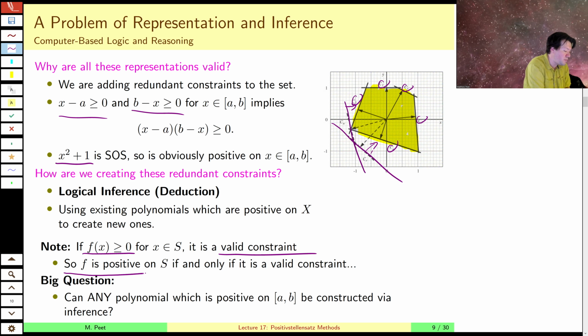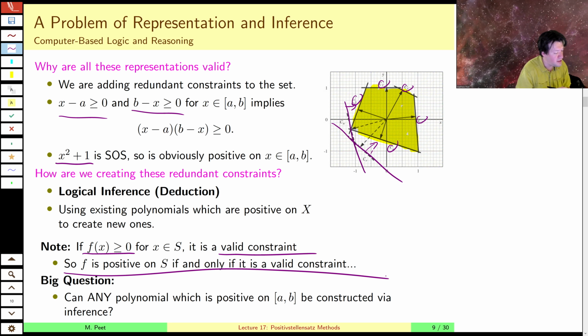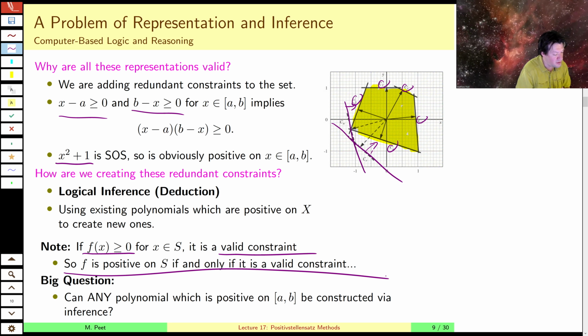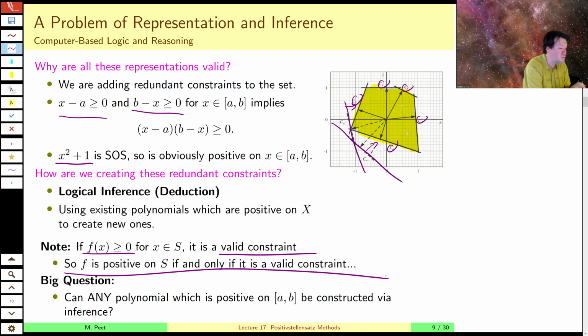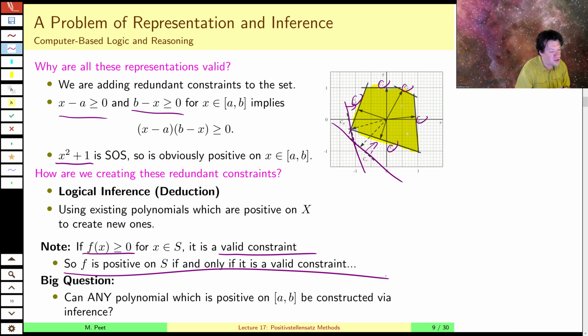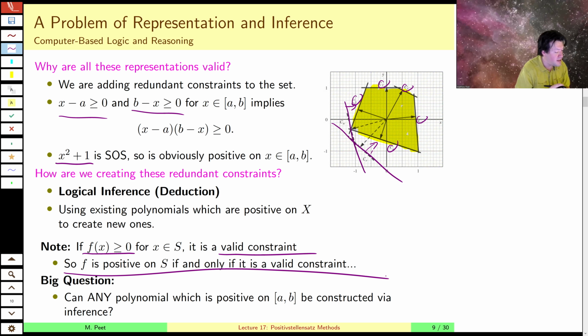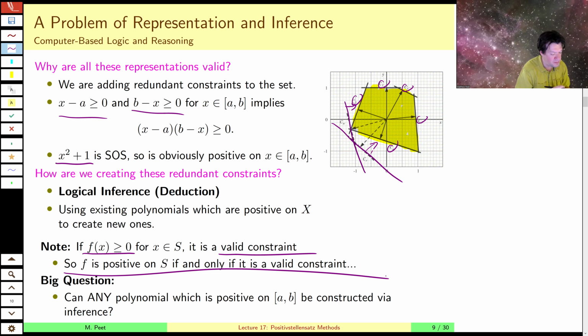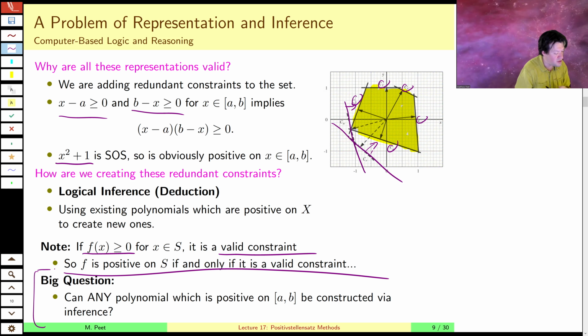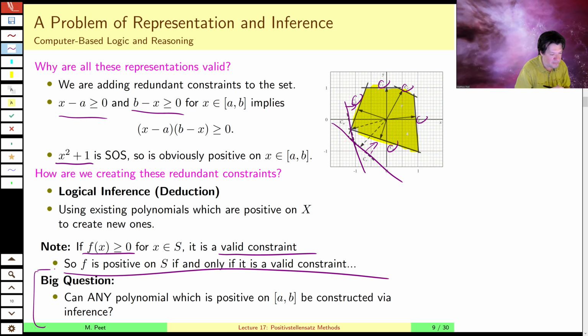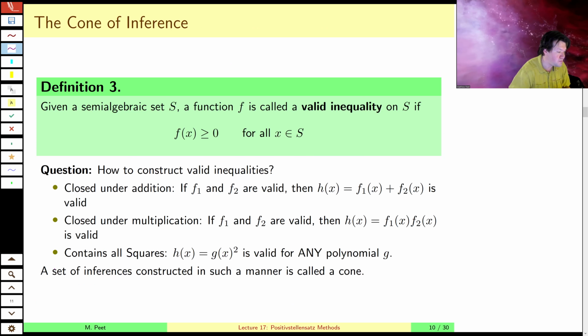So the positive Stellensatz results that we're going to go through are basically determining whether f itself is a valid constraint on the set. It's going to use these rules of inference, these rules of deduction, to search over all valid constraints on the set and then determine whether f is one of them. And the question that we answer with these positive Stellensatz results is how many of these deductions do we need to use before we come up with a necessary and sufficient condition for positivity on the set.